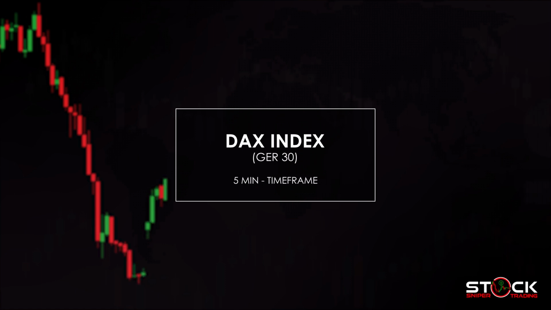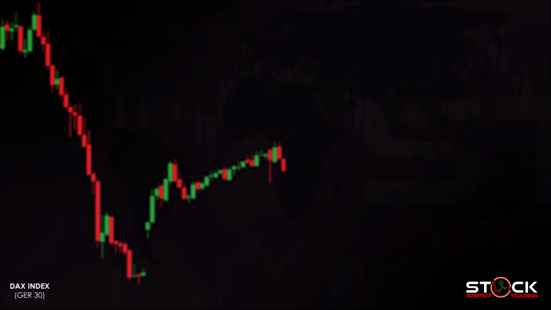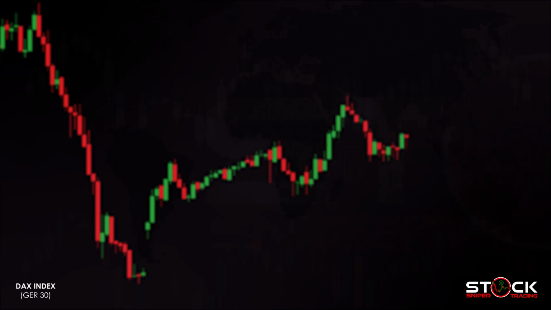We took a trade in the London market open. This is the DAX, the German index GER30, on the 5-minute time frame. We're going to start from about midnight leading into London to let you know how it was moving and why we took the trade when the market dumped.